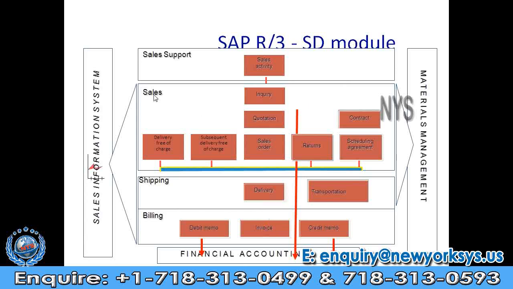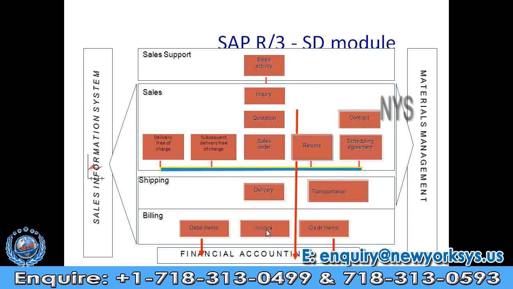Broadly speaking, this is the sales part, order management. Delivery free of charge, subsequent delivery free of charge, or sometimes the customer might be returning the materials due to some quality or other issues. This is order management. This is shipping management, and this part is billing management. These are the three sub-areas of the SD module.